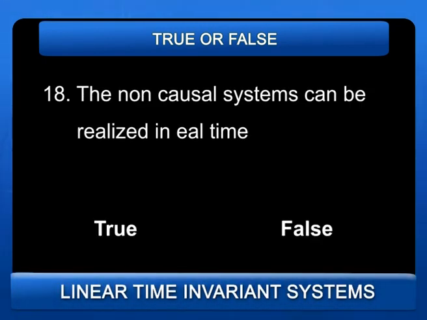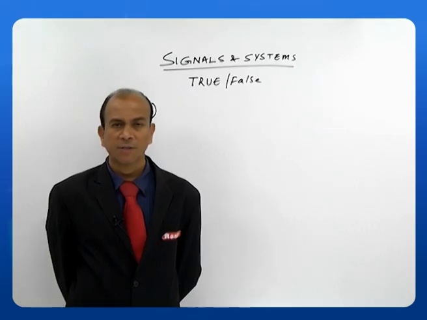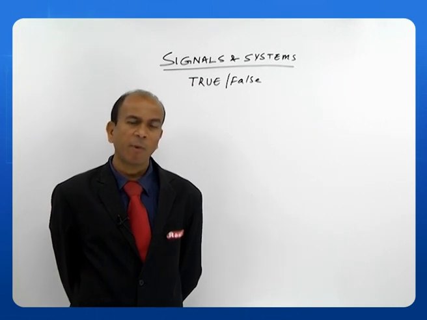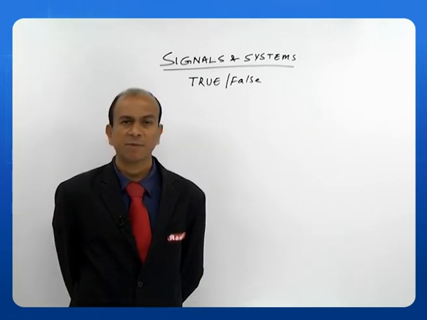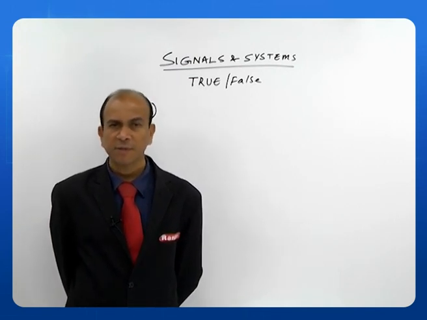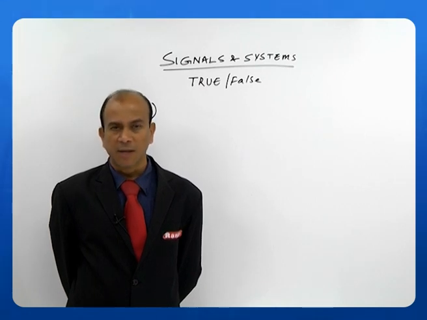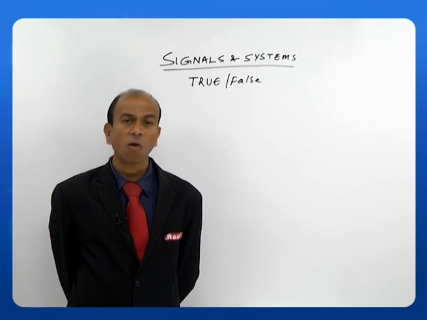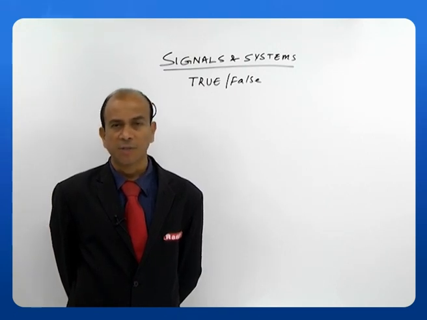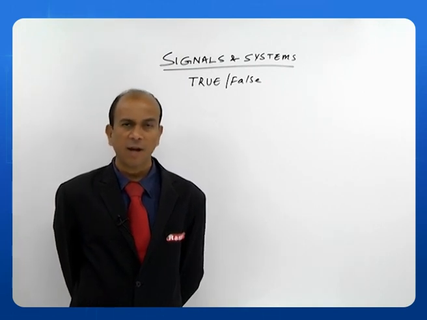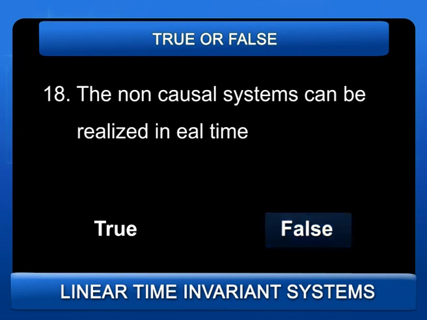18th question. Non-causal systems can be realized in real time. When we spoke about causal systems, we said real-time systems are all causal, and anything which is not real-time, except for some conditions, cannot satisfy causality. That means they are non-causal. So if the system is real-time, it must be causal and not non-causal. This question says non-causal systems can be realized in real time. So we cannot realize them in real time. So the answer is false.